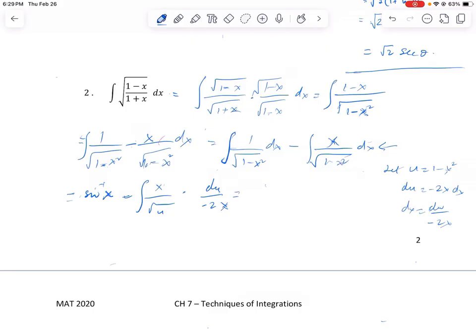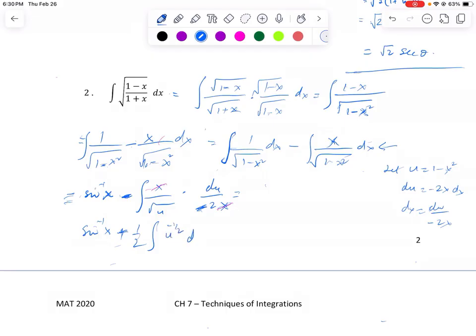is equal to, now this x, we cancel the x there, the two x's will get cancelled, and we are left with negative 1/2 first sine inverse x plus this negative here and the negative here. They both combine and make it positive, and 1 over 2 is outside, and integral of du over square root of u. And square root of u can be written as u to the negative 1/2 du.